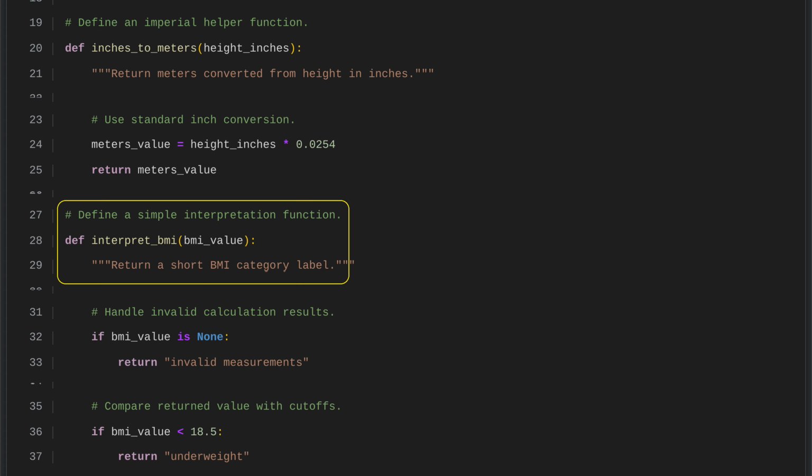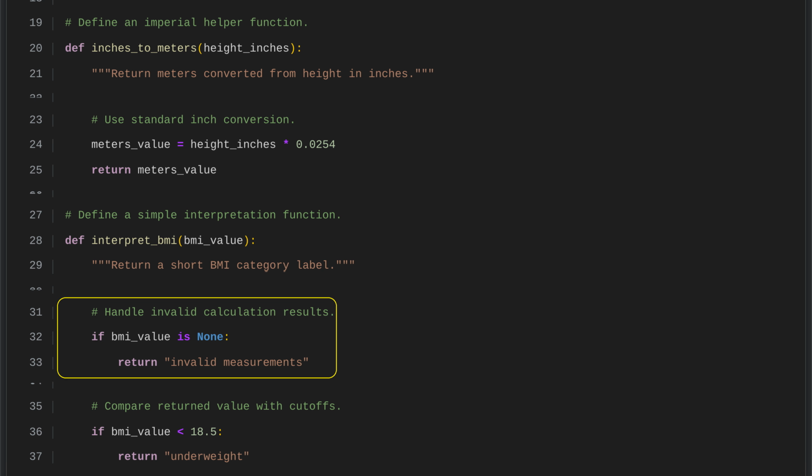The interpret BMI function assigns a simple category to a BMI value. If the value is missing, it returns invalid measurements. Otherwise, it labels BMI values below 18.5 as underweight, values below 25 as healthy range, and all higher values as above healthy range. This part checks whether the BMI calculation is valid. If the result is missing because the input was invalid or the calculation failed, the function returns a clear message saying the measurements are invalid.